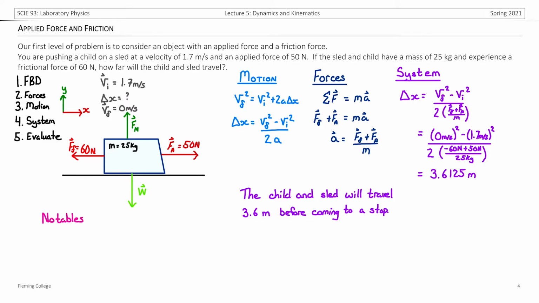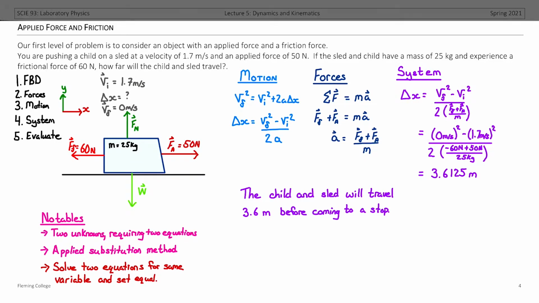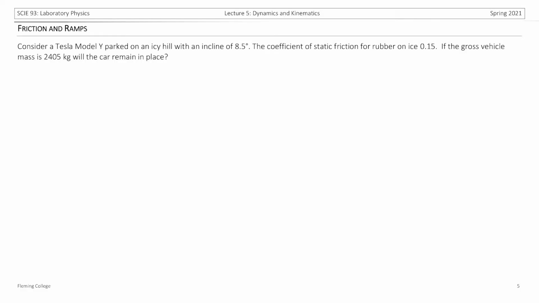Some notable things from this problem. We had two unknowns and required two equations. And we applied the substitution method. As an alternative to substituting, you could have considered solving the motion equation for acceleration as well, and then setting the two equations equal to each other. In this chapter, we can consider problems that are slightly more difficult by combining applied forces, friction forces, and ramps.